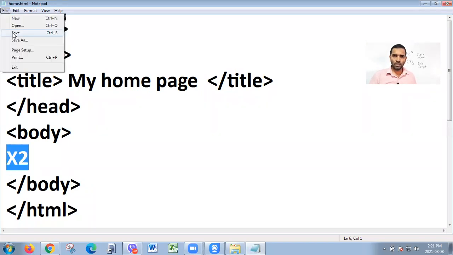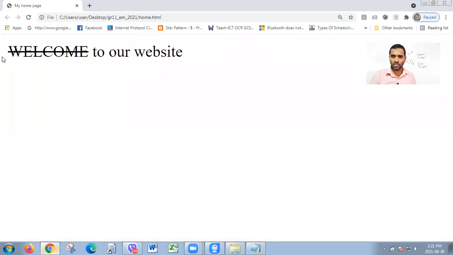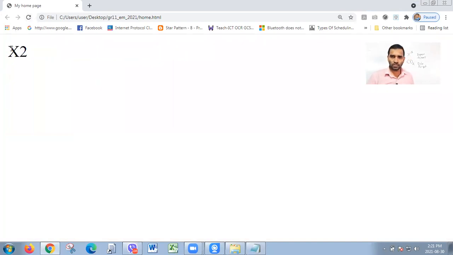So now what would be the result? It must be X2. It is not X squared, X2. But have a look at the position of these two letters. Look at the position of X. The position of X is correct. But the position of number 2 is wrong because it must be little above. So you have to do something for this too.